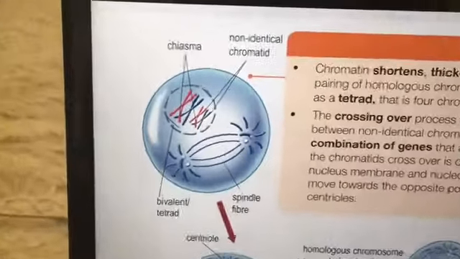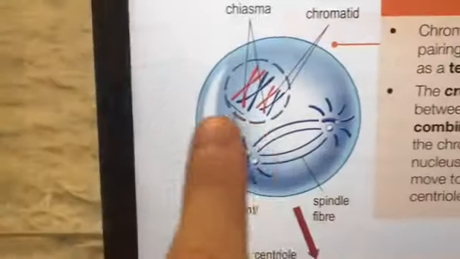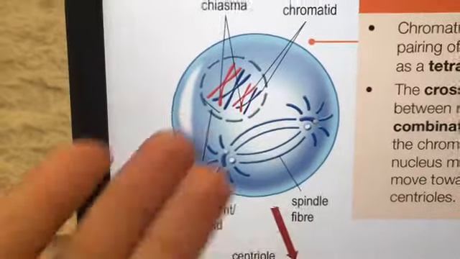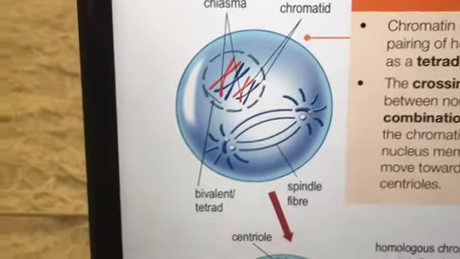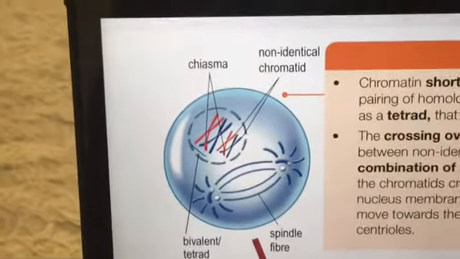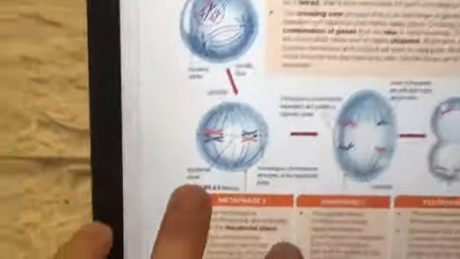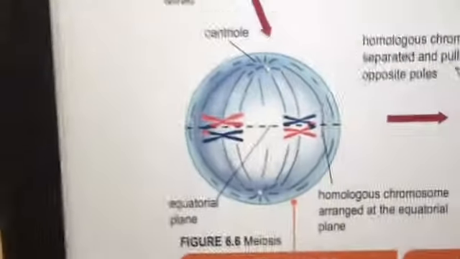Humans have 46 chromosomes, by the way. Imagine this, but there's 46 of them in one cell of your body. Each cell in your body. That's amazing. Next up, metaphase 1. You can see the picture right here.